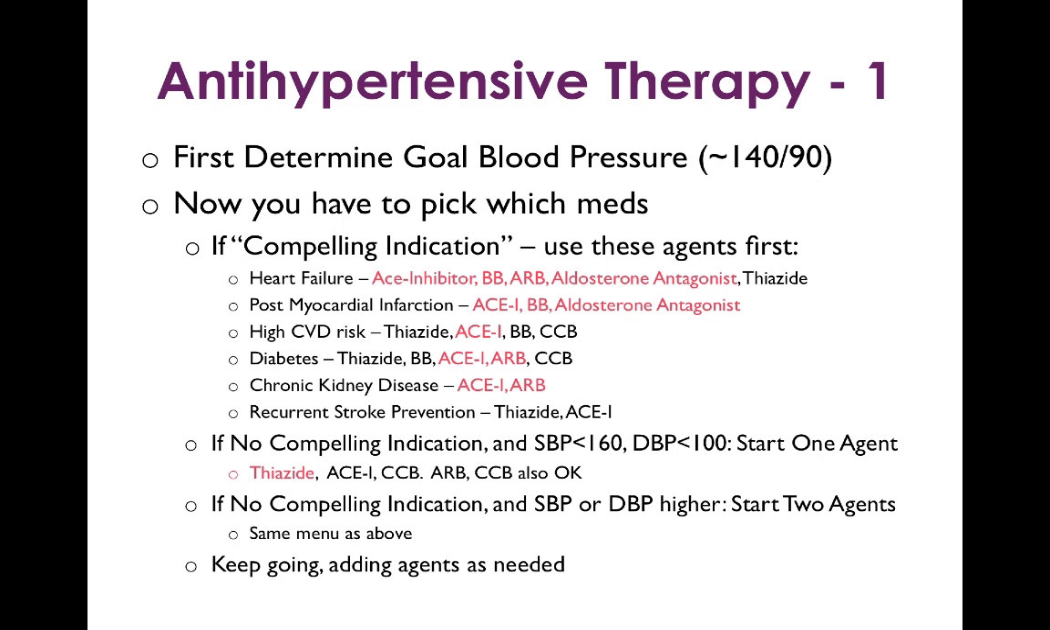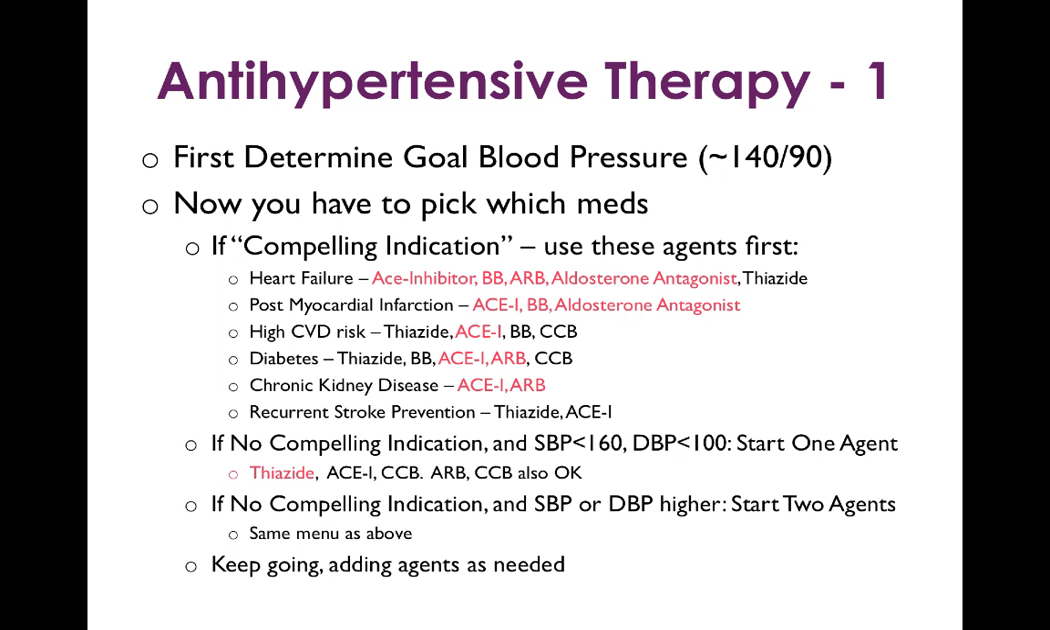So diabetes, again, one of the major goals of diabetes treatment is protecting the kidneys, and ACE inhibitors and ARBs are really good at that. So those are really great choices for a diabetic, but all of these are good choices. Chronic kidney disease, again, ACE inhibitors and ARBs are great choices, and listed on the card are thiazides and ACE inhibitors for recurrent stroke prevention. So if a patient has one of these indications, start with one of these medicines and see where you're at.